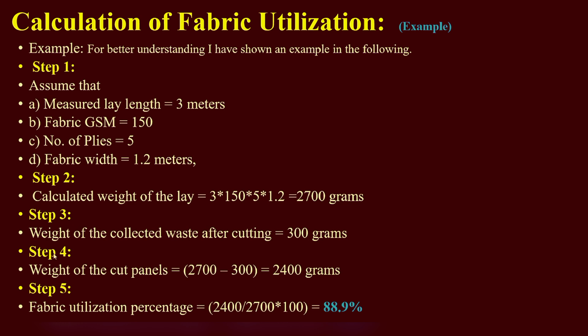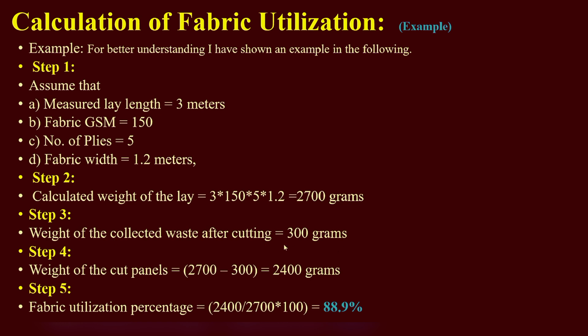In the fourth step, the weight of cut panels. How much fabric is utilized other than waste? 2700 was the total weight of fabric. Subtracting 300 grams, the waste, will be equal to 2400 grams that is utilized in garments.